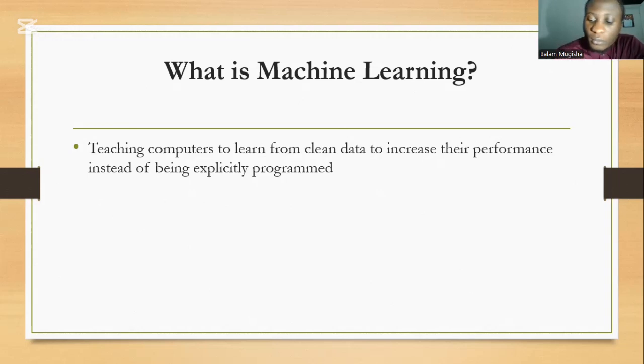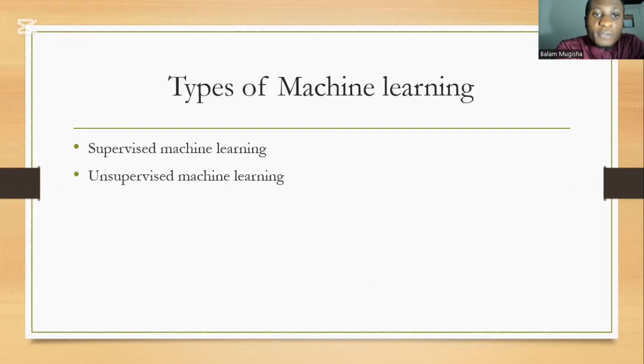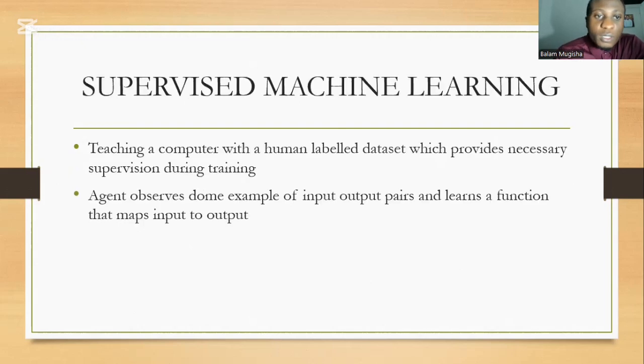We also have types of machine learning, and they are basically two: supervised and unsupervised. Under supervised learning, as I said, it involves teaching a computer with human-labeled data sets, which provides necessary supervision during training time.